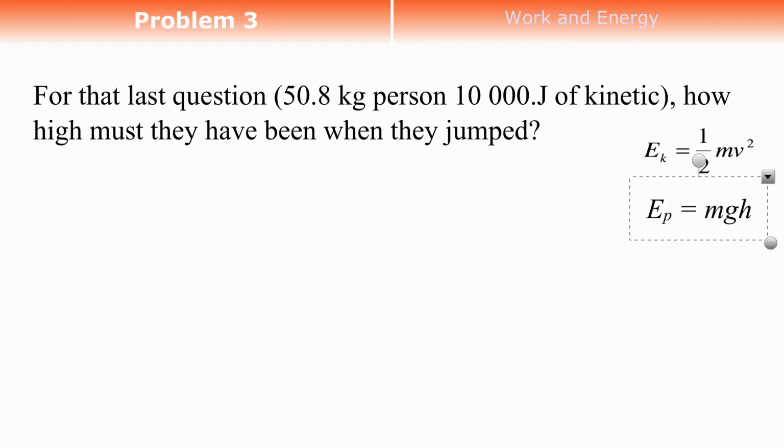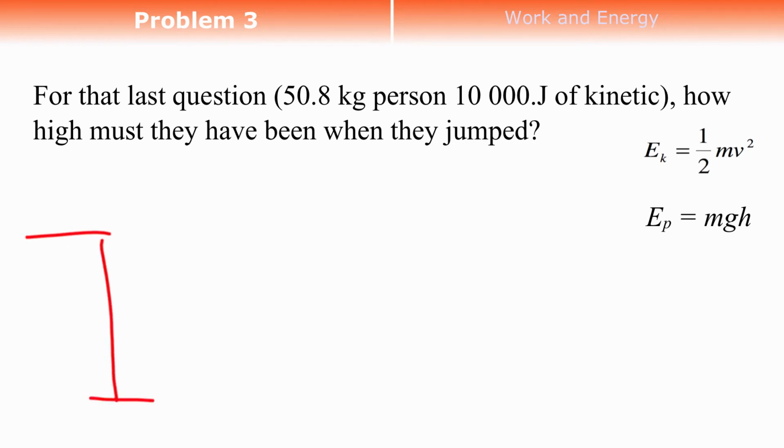Okay, now let's do a similar kind of question. So for that last question, the question now is, how high must they have been when they jumped? Well, to figure out how high something is, this formula here, the half mv squared, doesn't include that, but this one does. So if they had 10,000 joules of energy when they entered the pool, so here's the diving platform, here's the pool at the bottom, and right here they had 10,000 joules of energy, and that's kinetic energy.